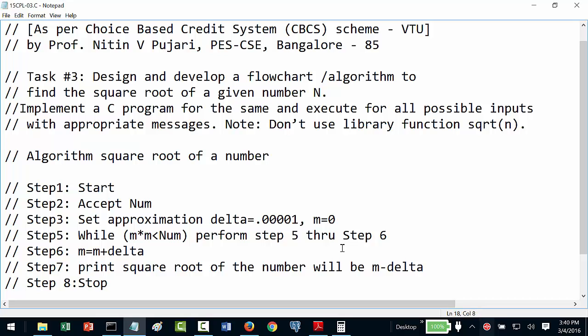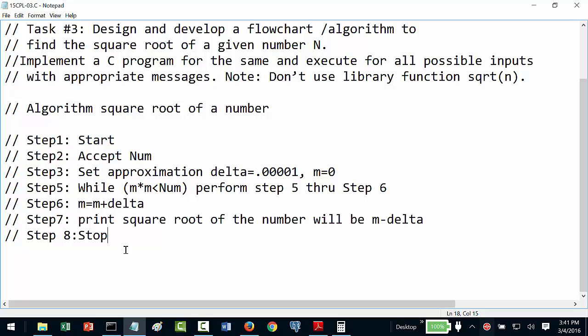Hope that this will work. For example, if my number is 9, I'll set the delta to 0.001. It will start from m. So my 0 square is less than 9, so I keep on adding. I may go up to 3.001, which will become greater than 9. Then I will stop there, because this condition stops. Then I subtract m minus delta, which is nothing but the square root of the number. So this is the algorithm for the square root of a number.